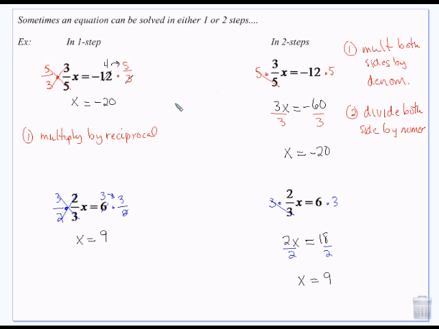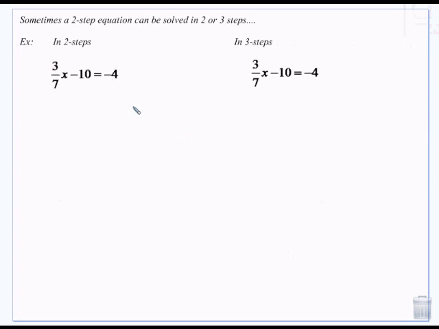And I don't care which one you do. Pick the one that makes the most sense for you. Typically considered two-step equations, but we can answer them in 2 or 3 steps. Again, because with the fraction reciprocal thing, I can add 10 to both sides, and I get 3/7 x equals 6. And then if it's a fraction reciprocal thing, I multiply both sides by the reciprocal. And x is equal to, let's see, 3 goes into 6 twice, so 14.